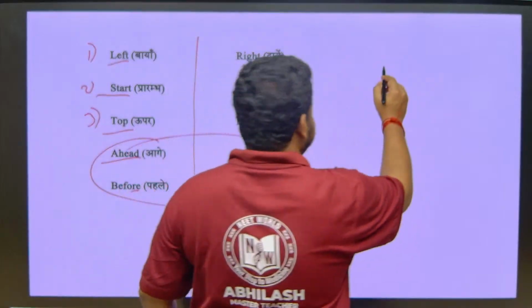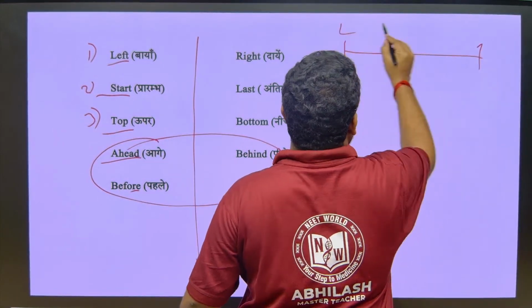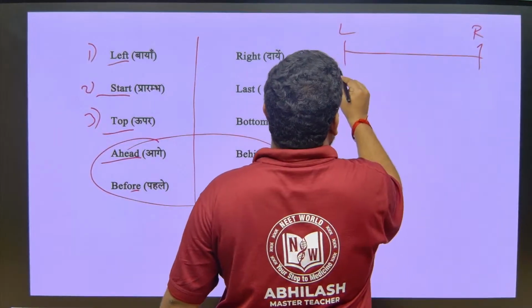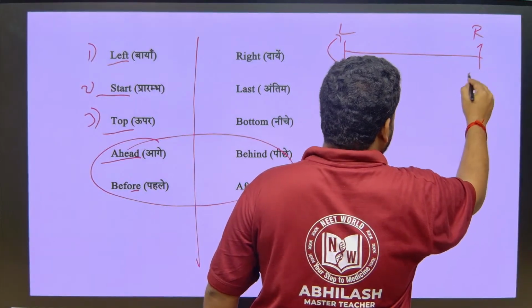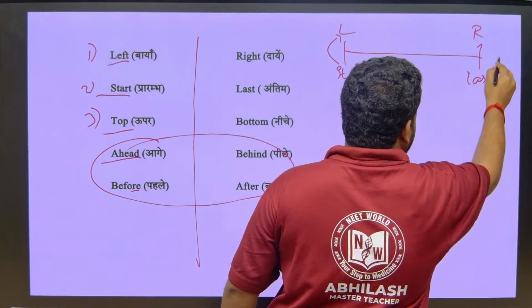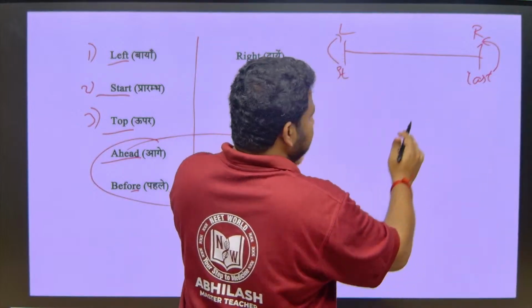See, suppose this is a line. This is the left position, this is the right position. If I am talking about the start of the line, then also it is left only. If I am talking about the last end of the line, it is the right end only. Correct? No, this is the left end. This is the right end. This is start, this is last.